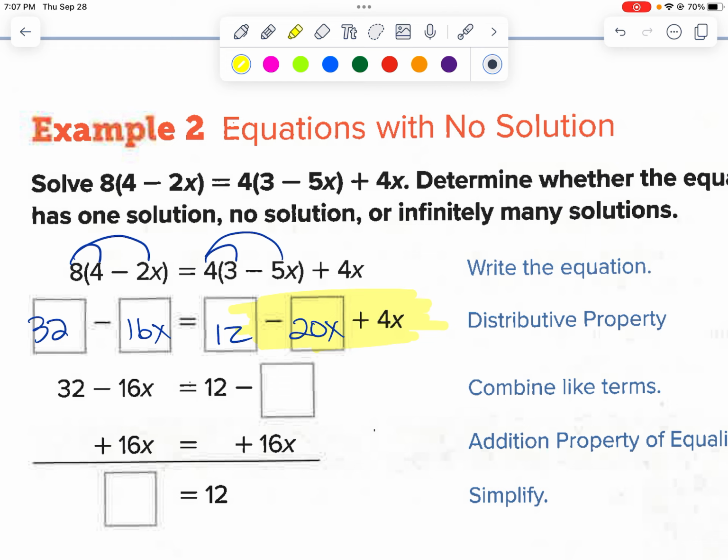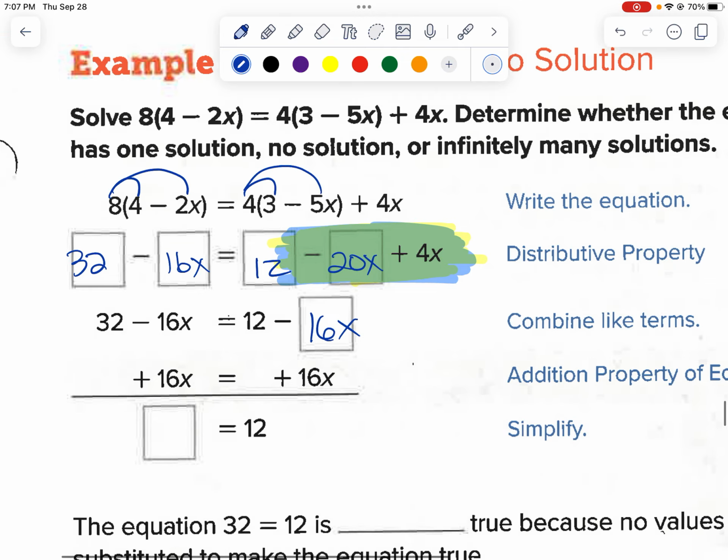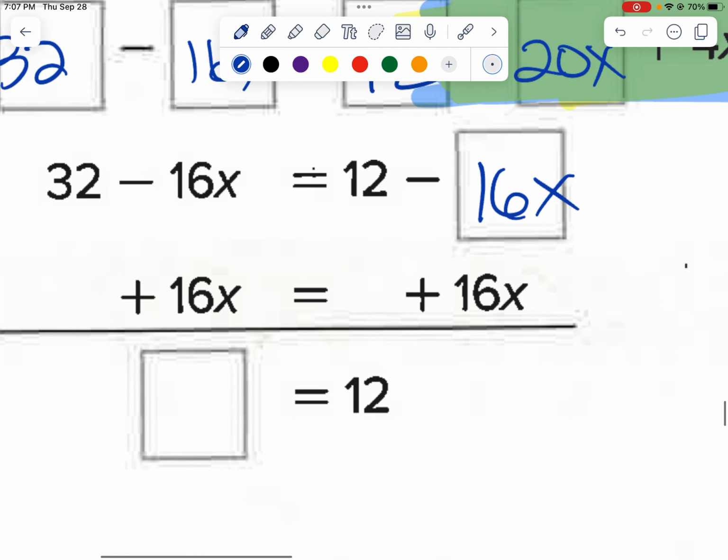Oh, I should have done that in a different color. That's okay. There we go. These two are like terms. Negative 20x plus 4 would get a negative 16x. Okay, so if I add 16x to both sides, this right here is going to cancel out, and this right here is going to cancel out, they are eliminating each other. I bring down the 32.